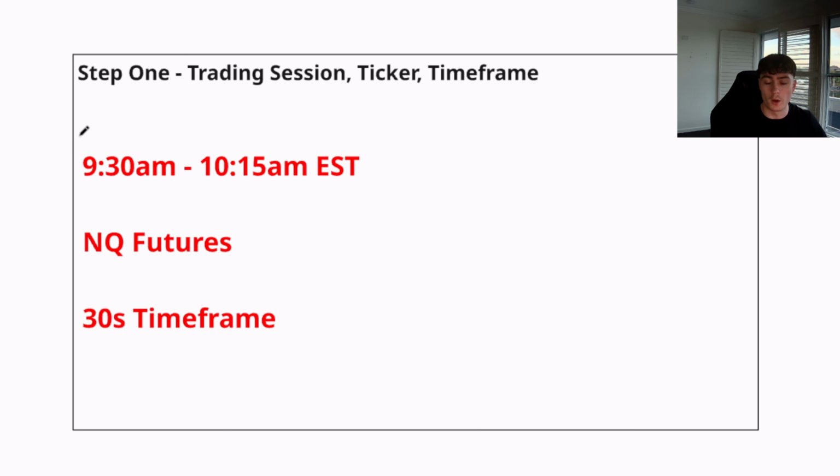So for step number one, we're going to be looking at the trading session, the ticker, and the time frame we're going to be looking for. So the trading session is going to be from 9:30 a.m. to 10:15 a.m. Eastern Standard Time. This is going to be the New York Stock Exchange Open. The ticker is going to be NQ futures and the time frame is going to be the 30-second time frame.